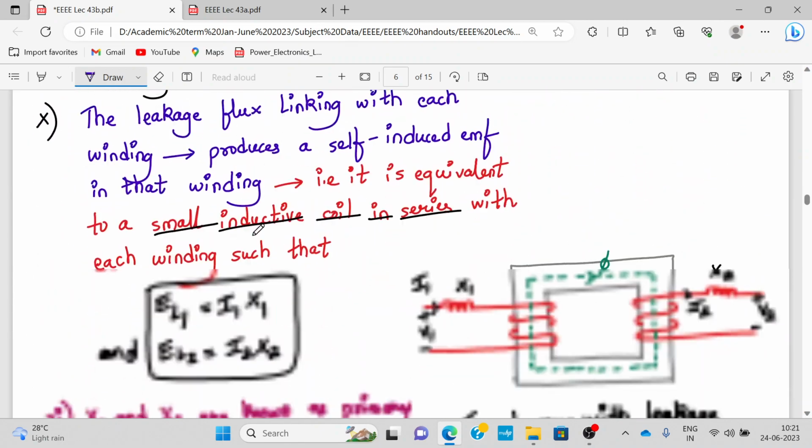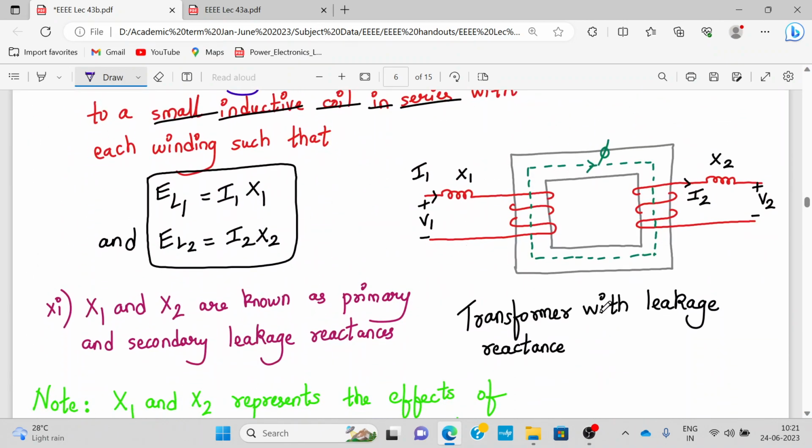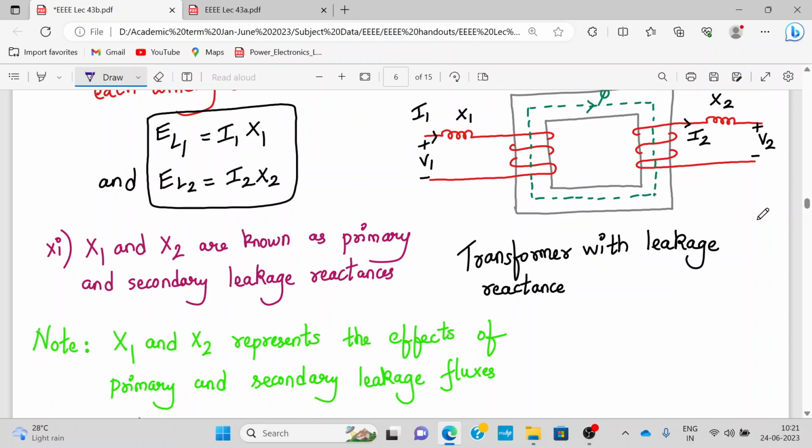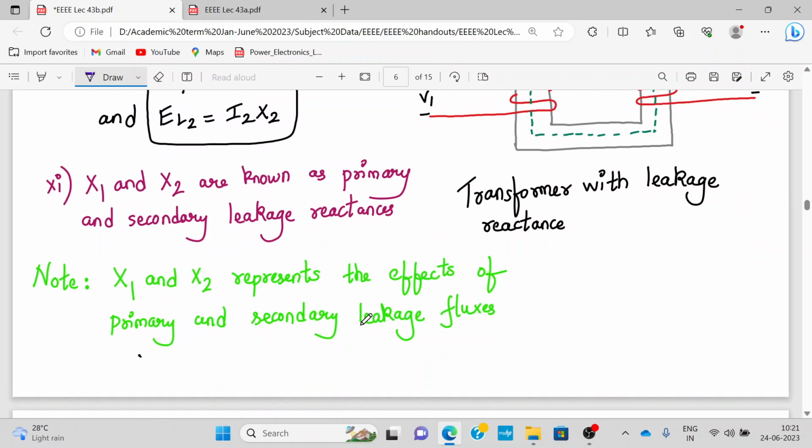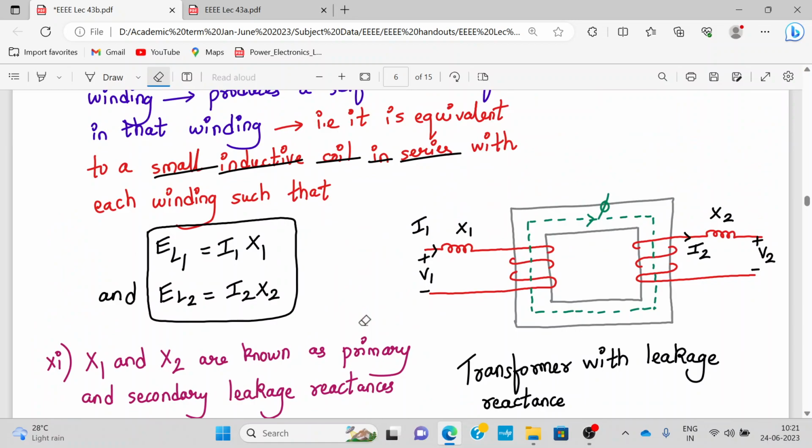To represent its effect, we mark the transformer with the leakage reactance, X1 in the primary winding and X2 in the secondary winding. X1 and X2 are fictitious quantities. They are introduced for convenience to represent the effect of the primary and the secondary leakage fluxes. That is very important to understand.